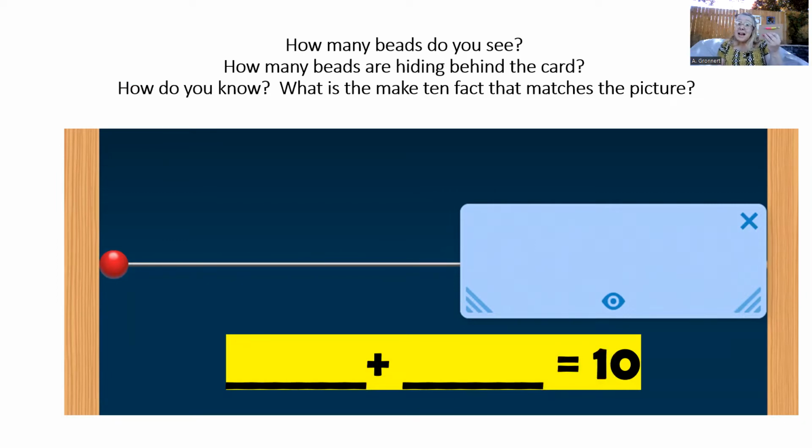We can create a make 10 fact that matches this picture. It will look like this: 1 plus 9 equals 10. Go ahead and write that down in your notebook. 1 plus 9 equals 10, just like that. Okay, let's go ahead and look at another number combination to 10.